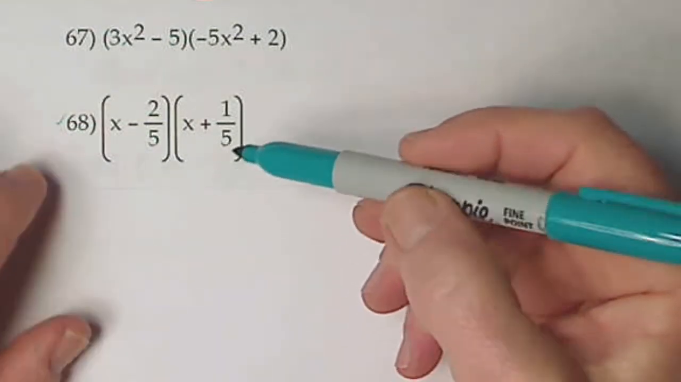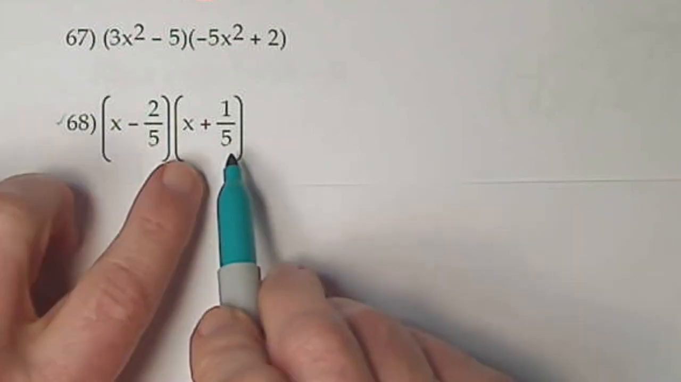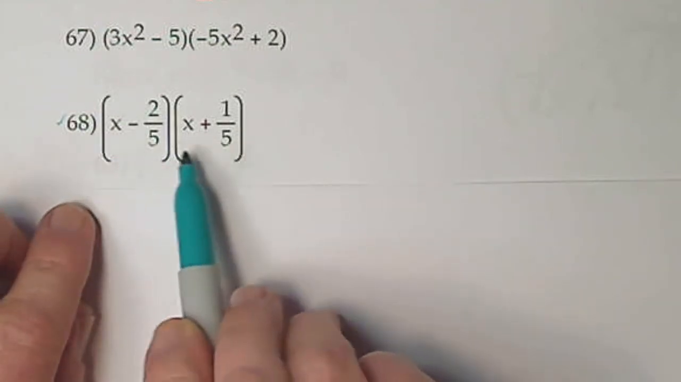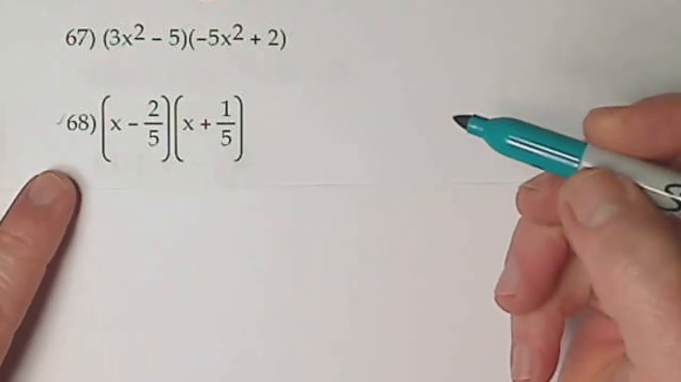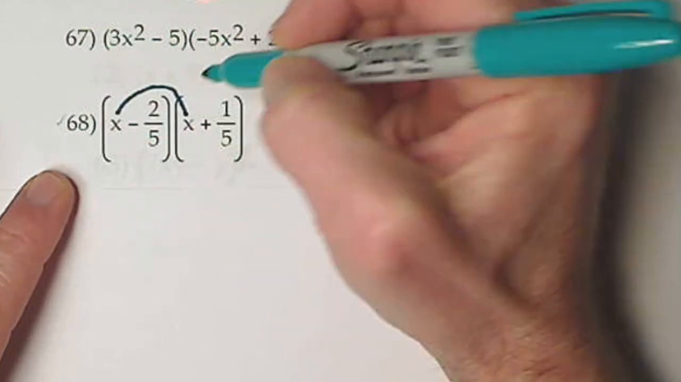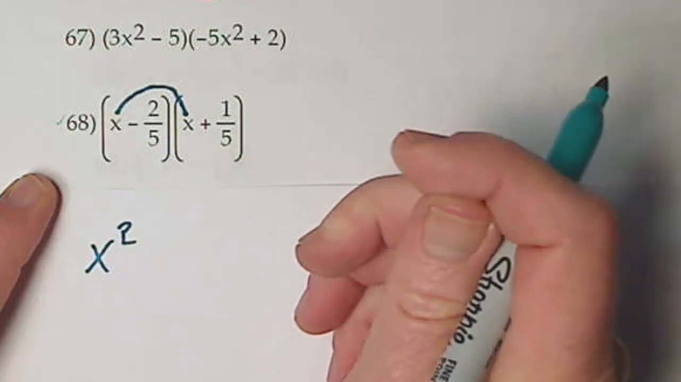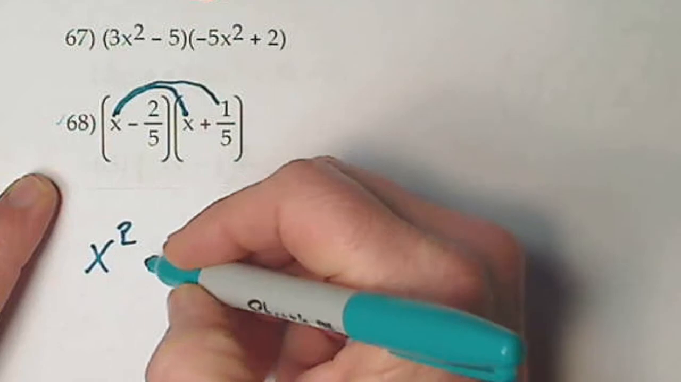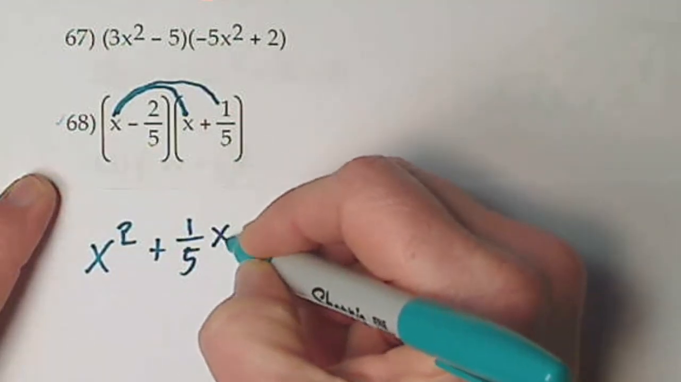Alright, for number 68 we are simply multiplying these two terms times these two terms, which means each term here has to hit each term here. Don't be intimidated by the fractions, you just got to deal with them. So this x has to multiply that x. That'll give us x squared. This x has to multiply a positive 1/5, so that's plus 1/5 x.